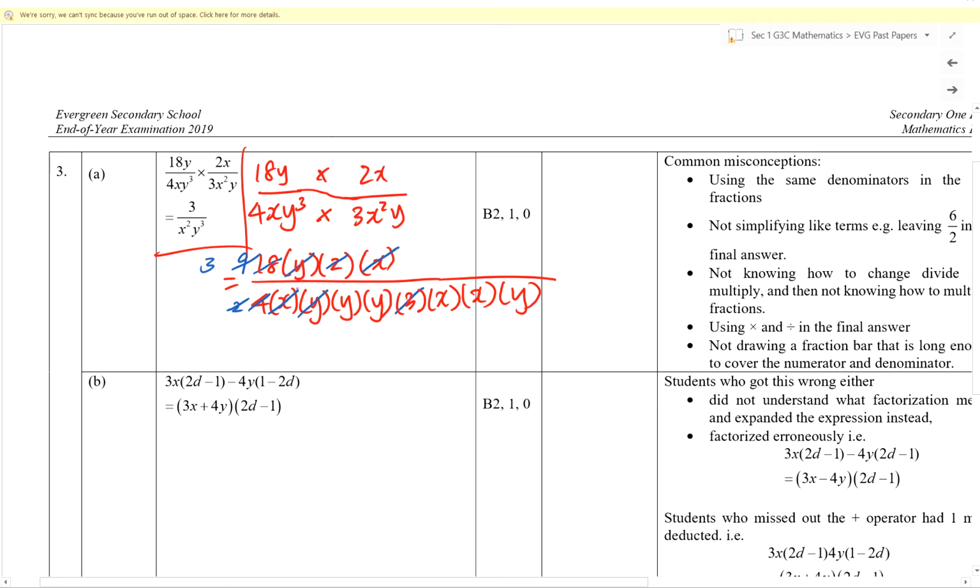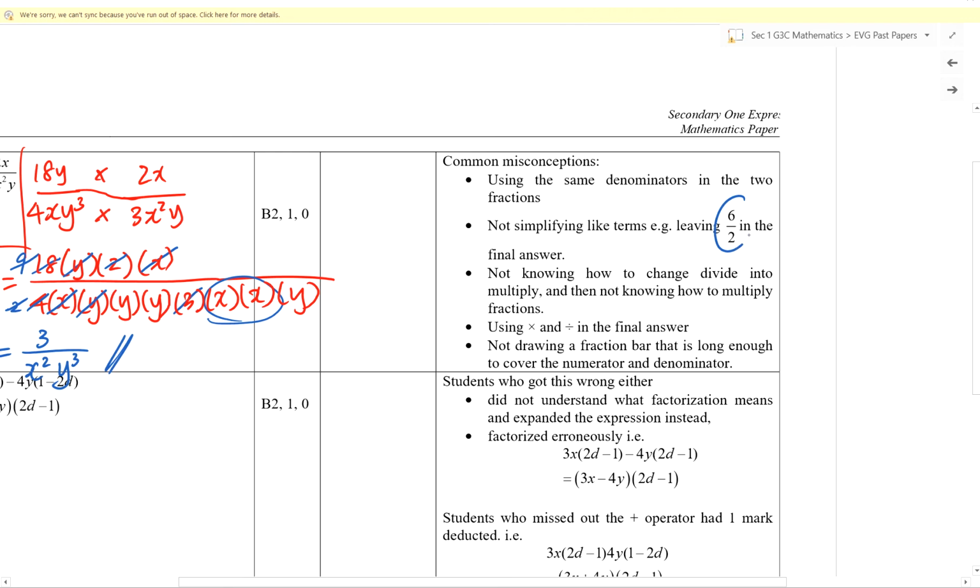So now we are left with only one number as the numerator. In our denominator, we do not have numbers anymore. Instead, we have x times x. So this gives us x squared. And we have y, y, and y. So y to the power of 3. Okay, so this is how we can do it. If the powers are small, if the powers are large, then you will have to learn how to cancel them without writing everything down. So another common mistake is that you did not simplify the like terms. For example, you leave 6 over 2 instead of 3.